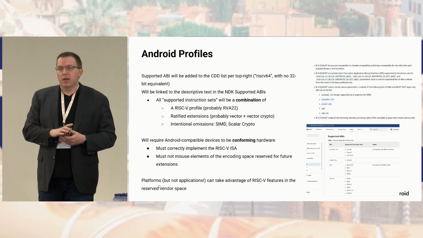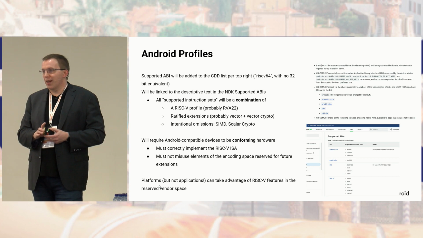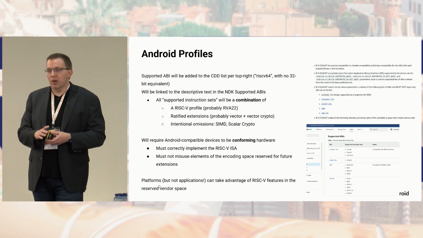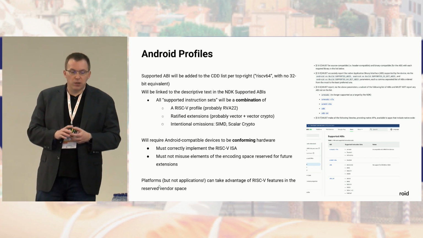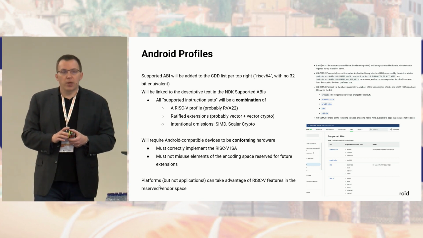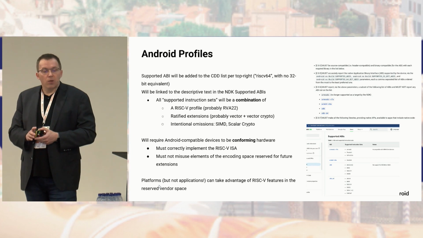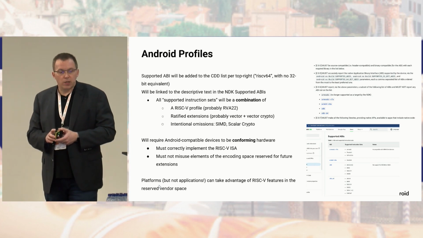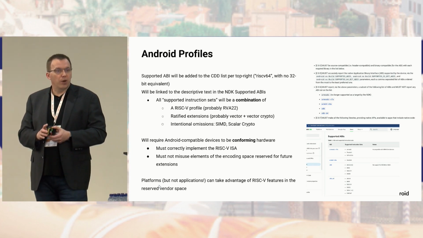After that, we will then link into the part of the documentation where we call out what specific ISA features. So if you look at some of the other ISAs there, we've definitely tried to call out which features are supported and which ones are mandatory here. Right now, what we're looking at on Android is RVA22 with Vector and Vector Crypto.